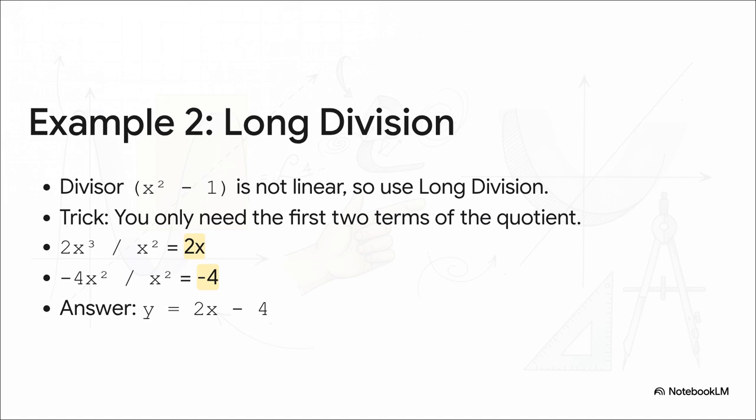But wait, here's a fantastic little trick. You only need the quotient. You don't care about the remainder. So you can just ask, what's 2x cubed divided by x squared? It's 2x. And what's -4x squared divided by x squared? It's -4. And we can stop right there. That's our line. The slant asymptote is y equals 2x minus 4.